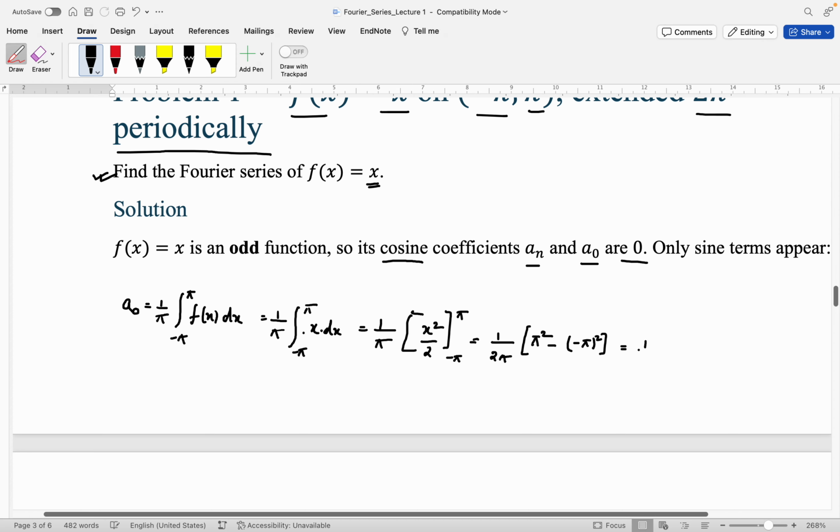So you can see this is 1 divided by 2 pi, and within bracket it is pi square minus pi square. So pi square minus pi square minus 0. So you integrate it, you take time, and then you will get it as 0.